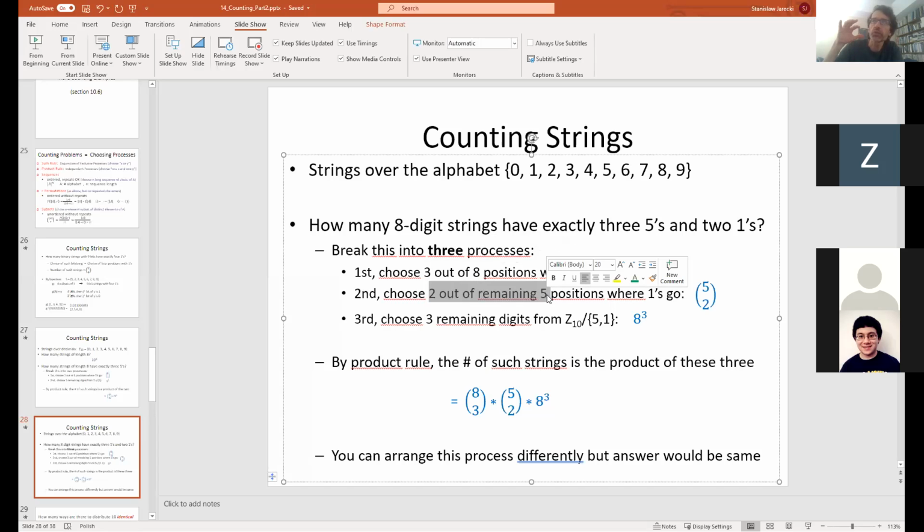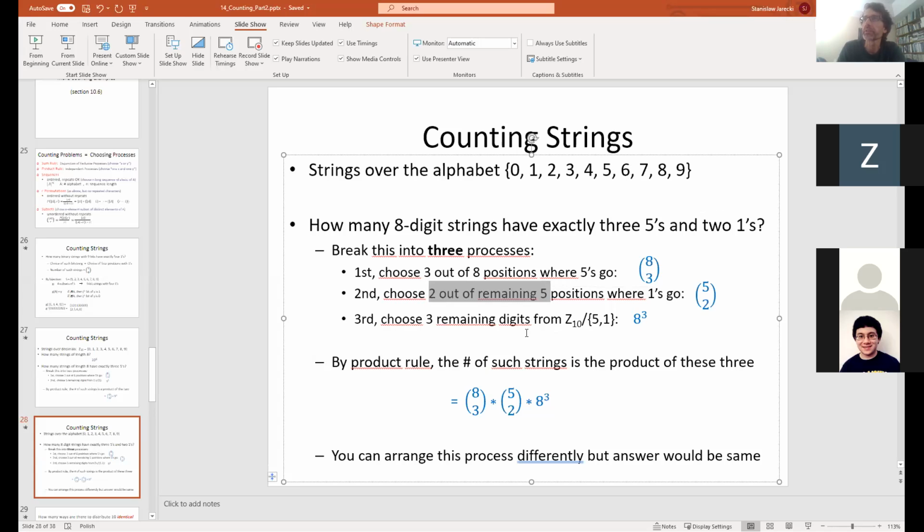And remember, positions are ordered. So I can define the 5 positions that remain after the positions where 5s went are taken out. It doesn't matter which way the 5s are injected. It's well defined, the remaining 5 positions in an order. So somebody chooses where the 1s would go, and there's 2 places.